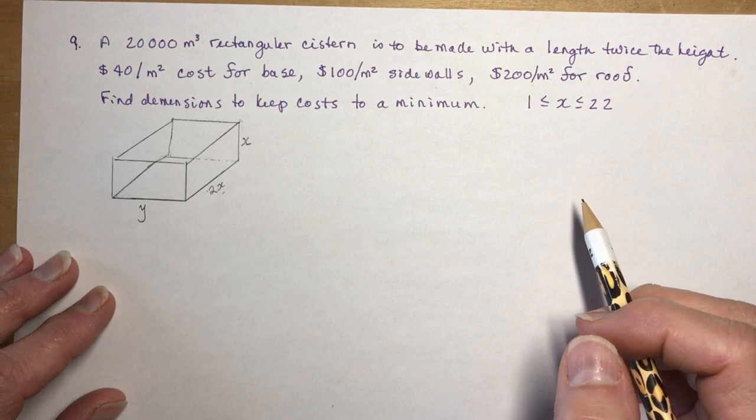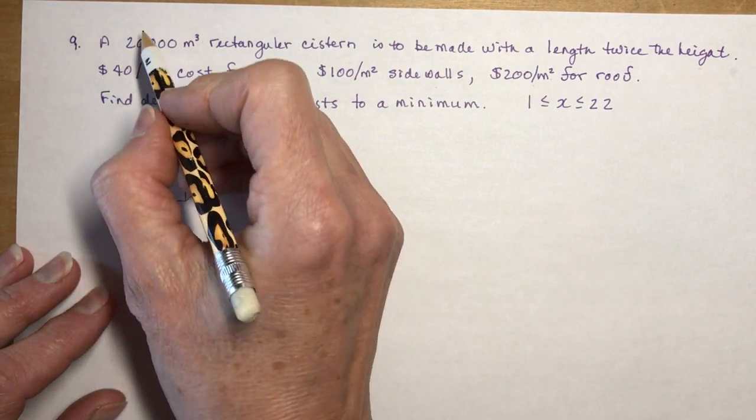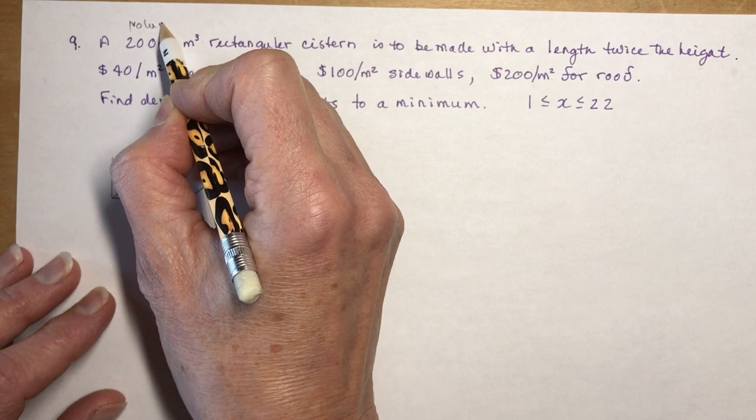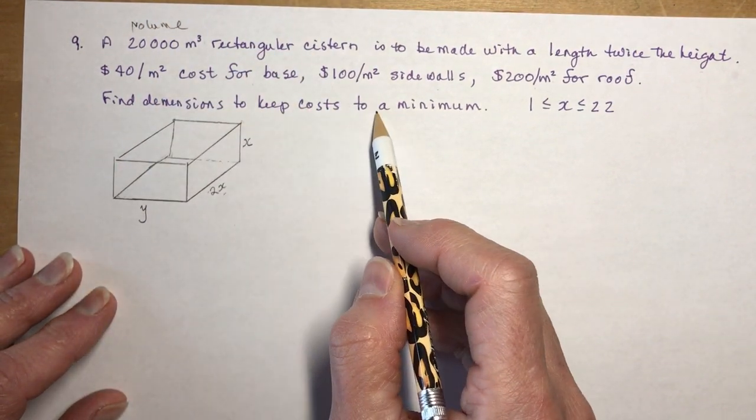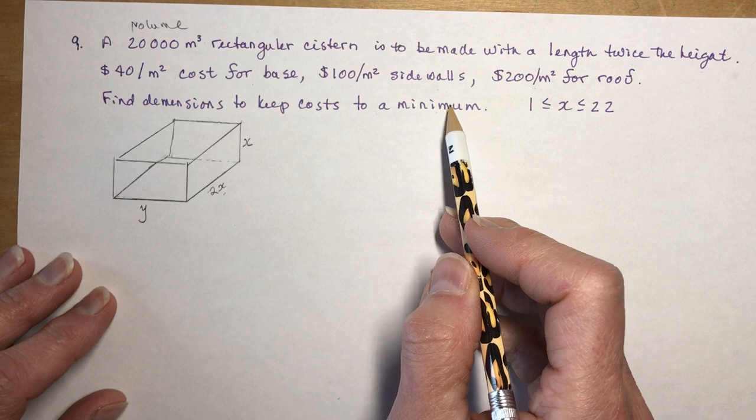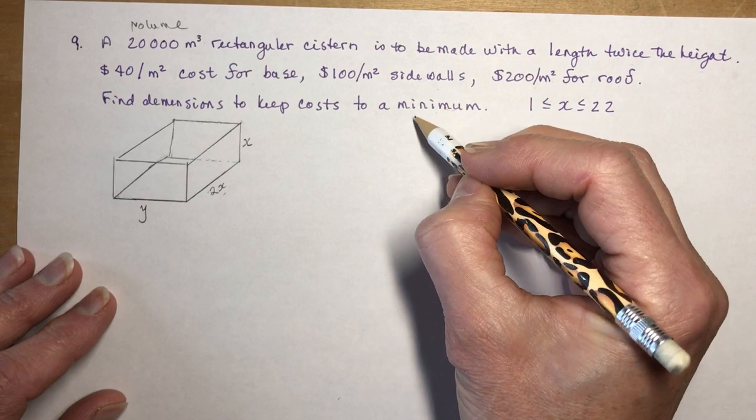So the first thing, we have a volume, right? This is our volume here, and we're trying to keep costs to a minimum. So what should you be trying to minimize here?